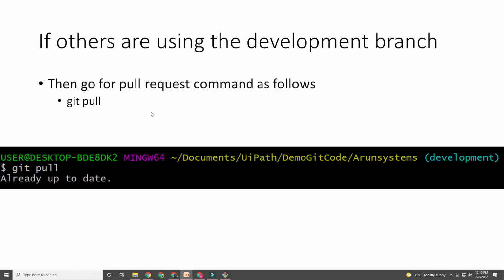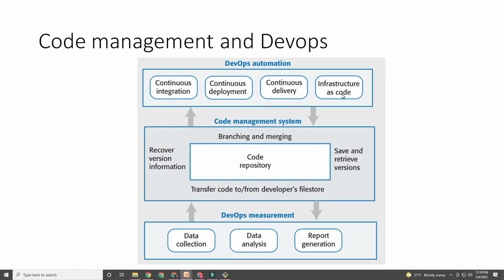You may be asking, sir, what is there in infrastructure as code? Sometimes you will be deploying in the cloud, sometimes in the network. That is infrastructure as code, and it is also possible to automate.